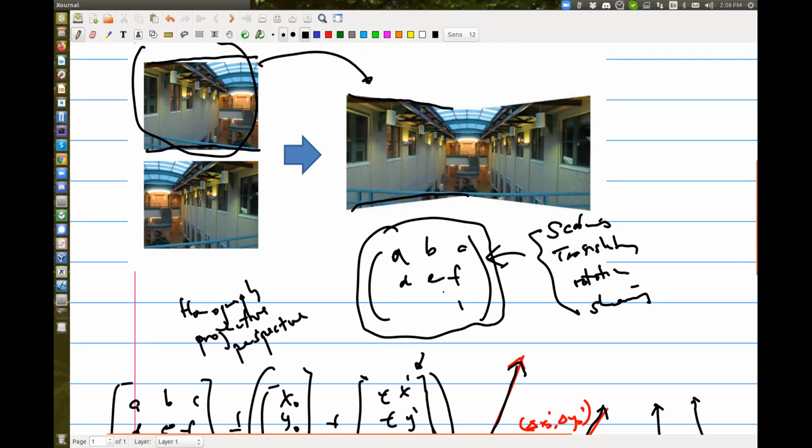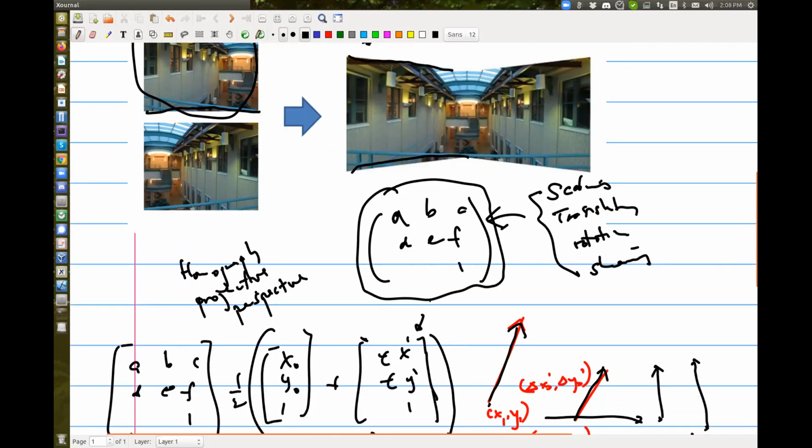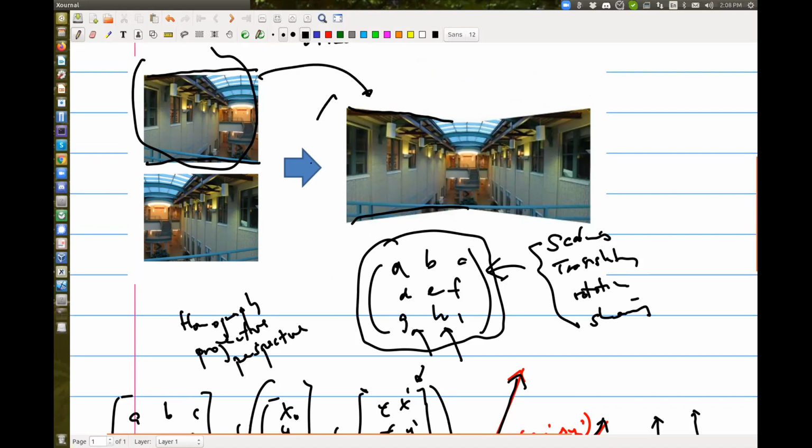So basically, the transform will be very similar, but I have these entries here that can be non-zero as well. So I can have A, B, C, D, E, F, G, H here. So this will be a homography. So then I can have a transform like this basically.